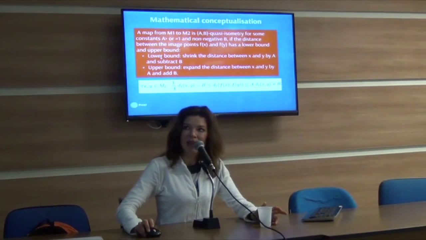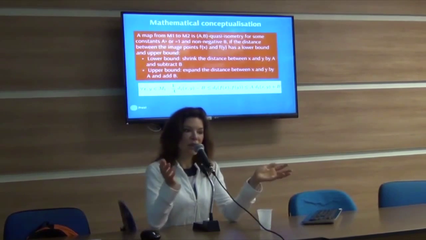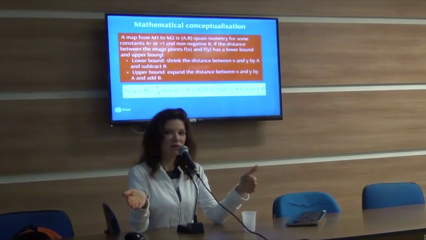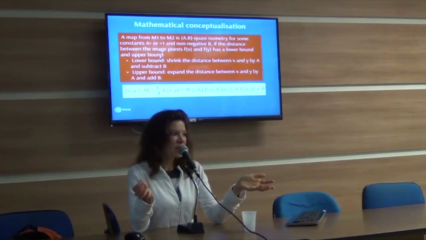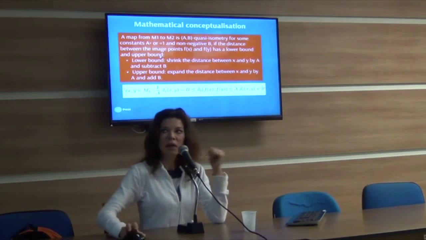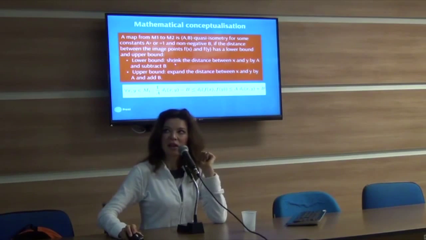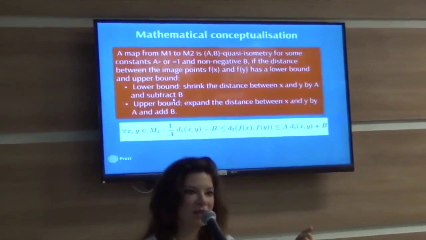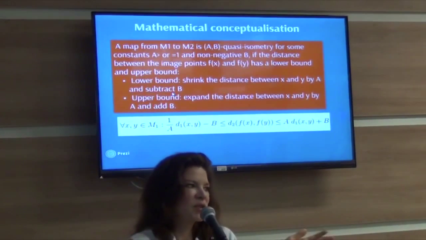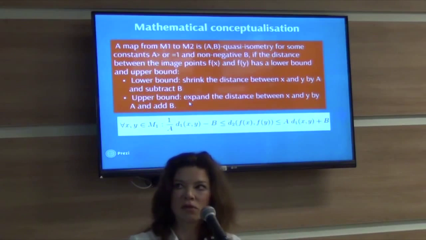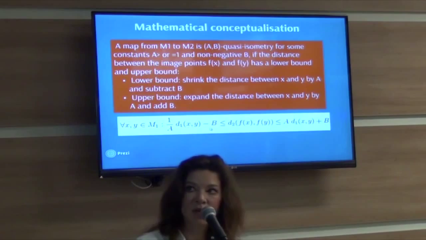The idea is that you have two metric spaces, let's say two graphs. You can map one Cayley graph into another Cayley graph. But what is allowed is just some limited distortion, and this distortion has an upper and lower bound. The lower bound would say you can shrink the distance between some x and y by some constant a, and subtract b. So you can stretch it a little bit, and you can subtract some limited constant. And the upper bound would be the opposite. You can shrink it, and you can expand it and add something. And this is what the formula says.